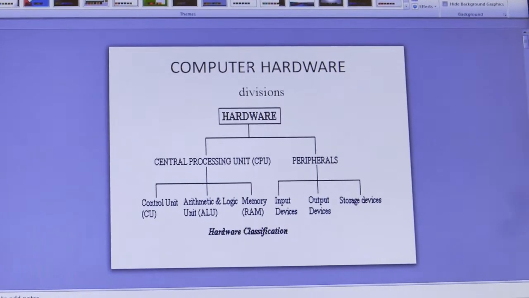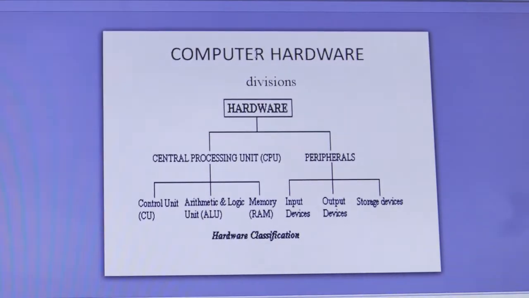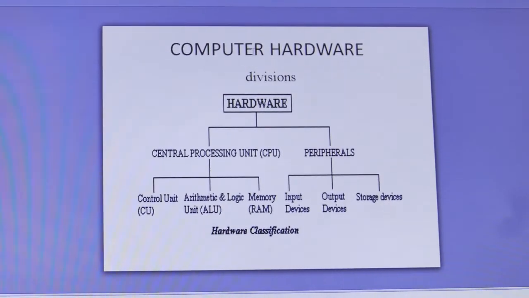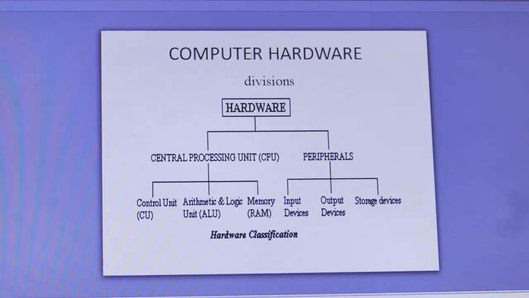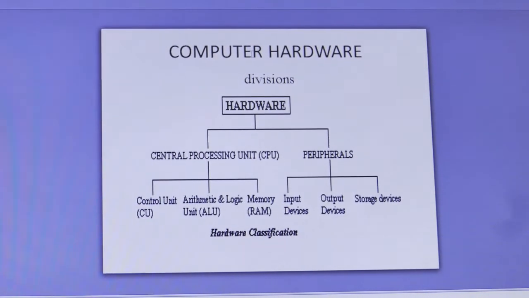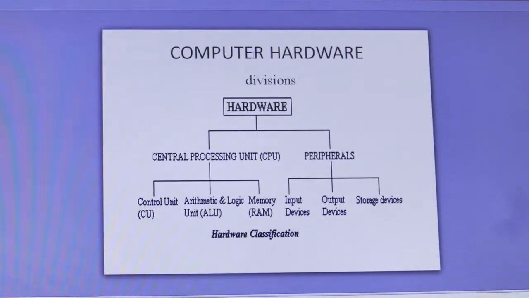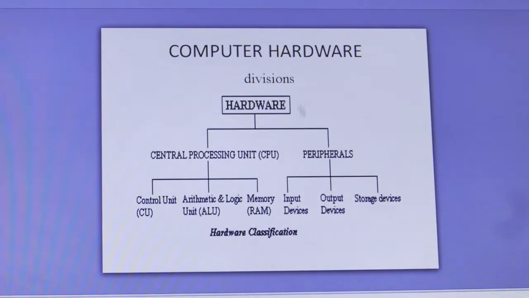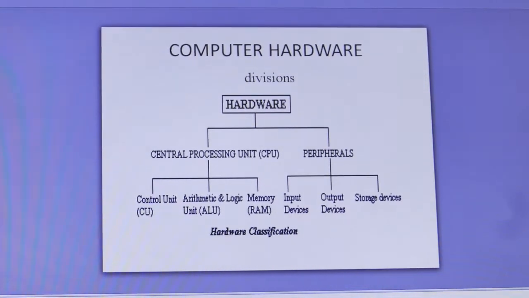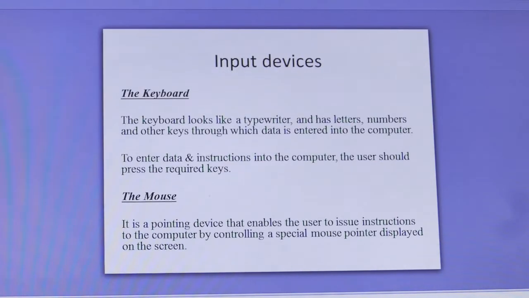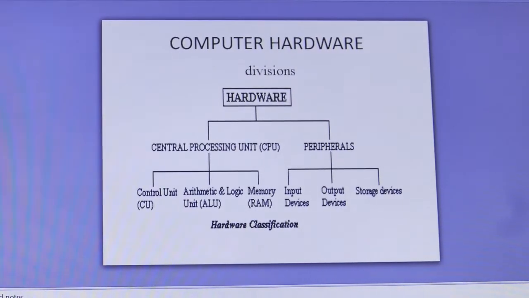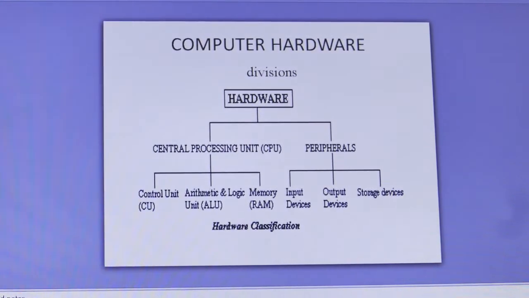Computer hardware is one of the divisions of a computer, whereby we can say the computer is divided into two. We have computer hardware and computer software. So we are going to start with the computer hardware. The hardware part of the computer is that part which is touchable. You are able to see it and you can touch and feel it.